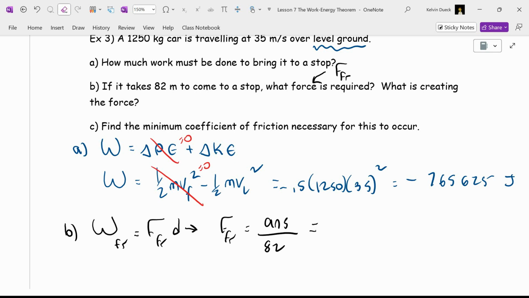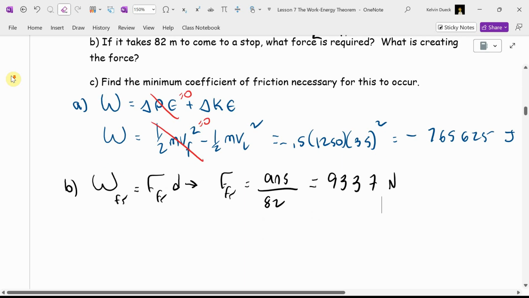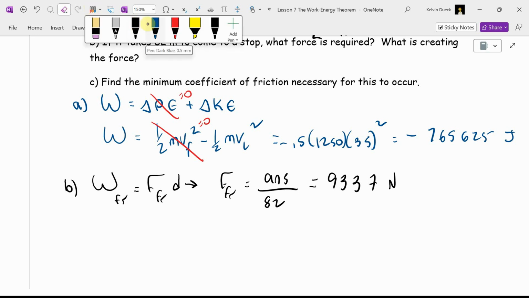Sorry? 937? 9337 and change, probably. It's probably some decimals or not. Units, force, newtons. So what was that? Someone say something? Did you use your answer button? Oh, yeah. Okay.